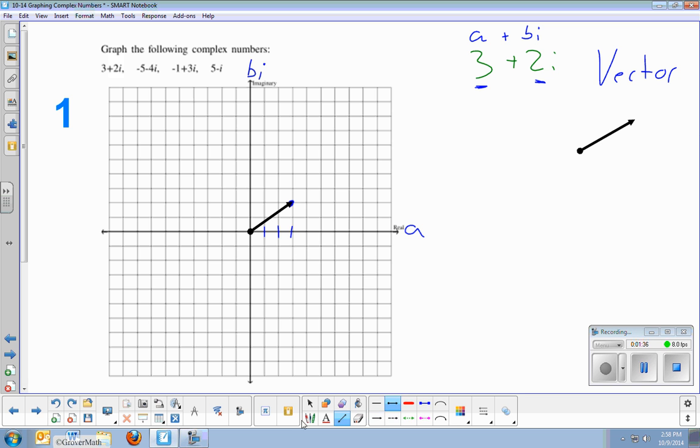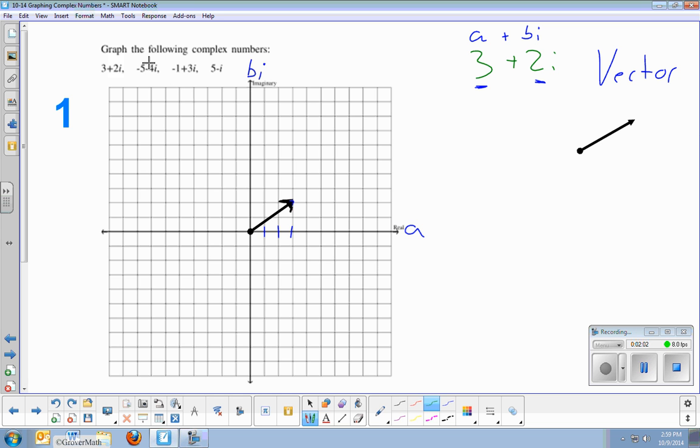And so it's an arrow pointing to that location. And let me emphasize that arrow a little bit. I'm going to make it a little bit more apparent. So you see that. It's an arrow pointing to the coordinate that would be made by doing 3 comma 2. And so that's how you graph a complex number. We'll see absolute value in a minute. So let me just do these other ones real quick here.